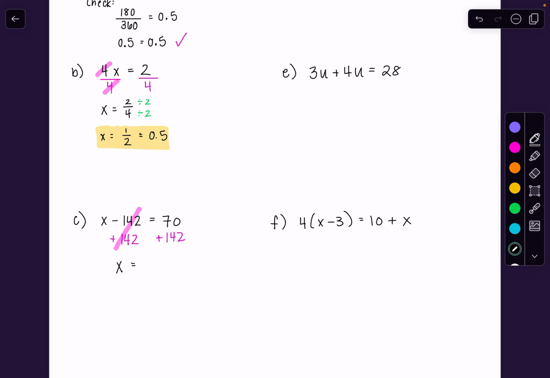And then if you do 70 plus 142, you get 212. So the value of x that solves this equation is 212. Okay.